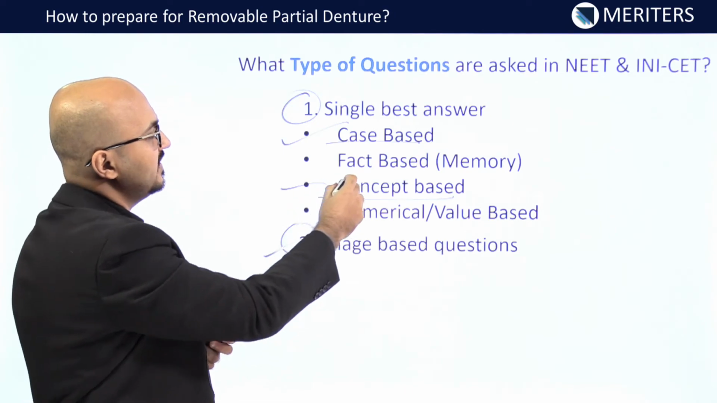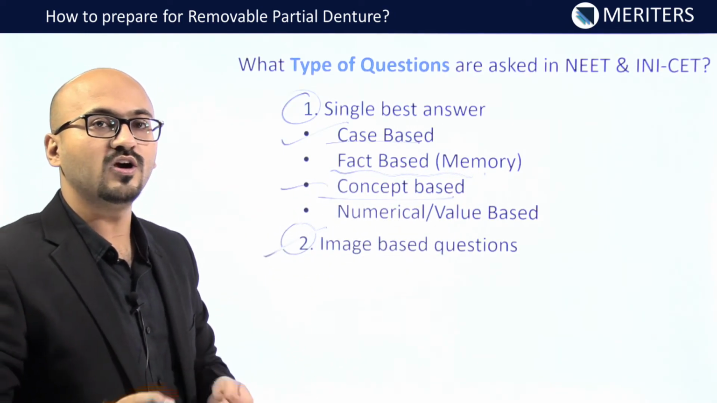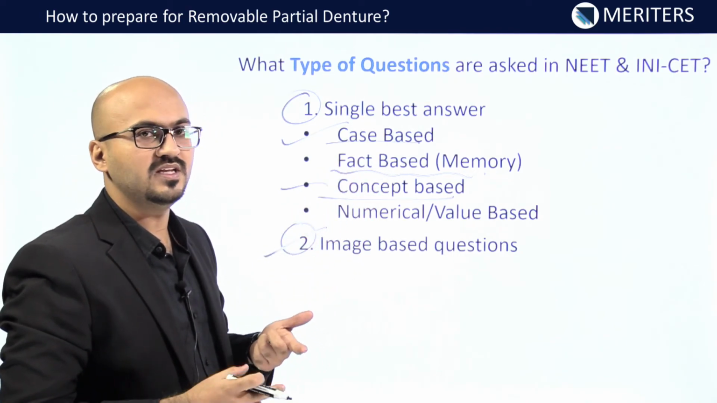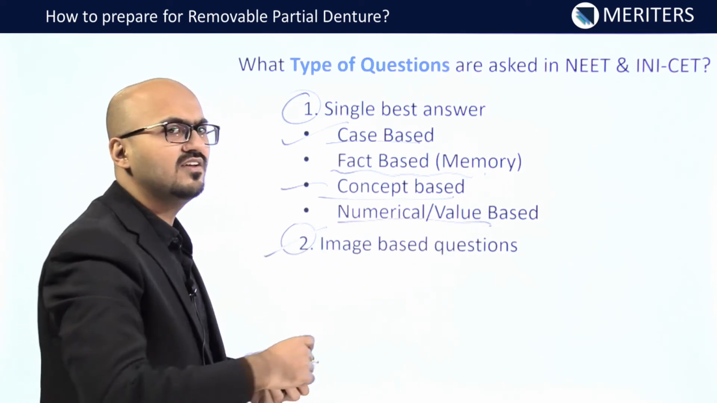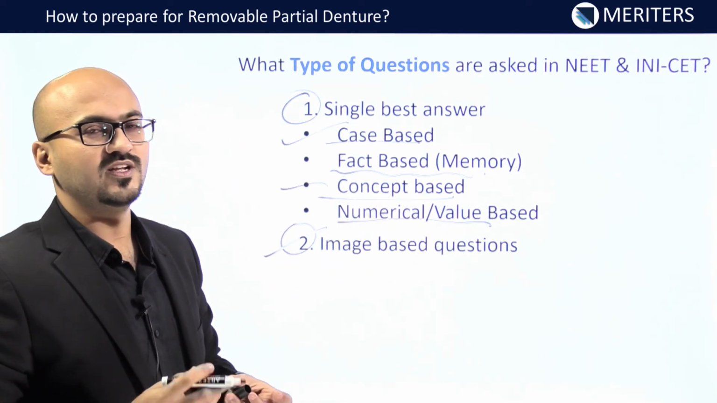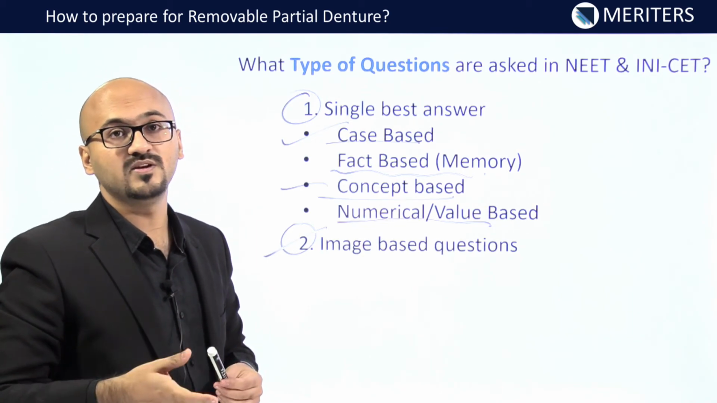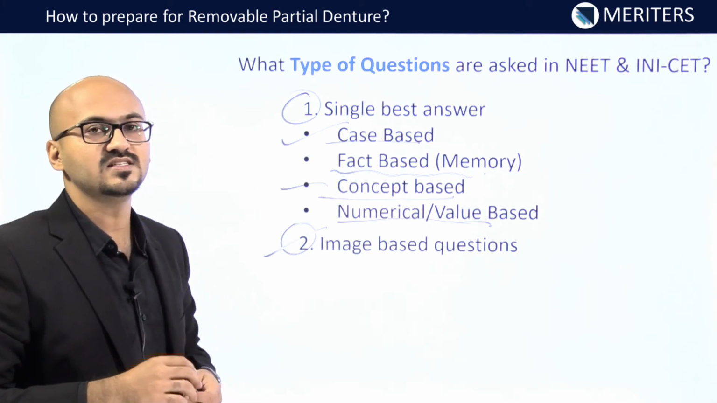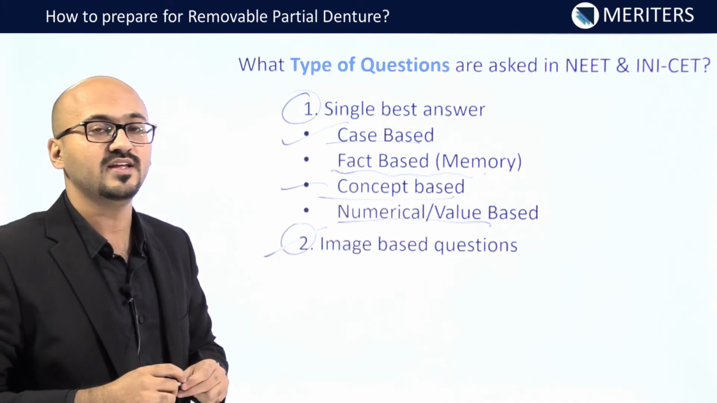Then we have fact based or memory based questions, for example, who gave what technique or who gave what kind of classification. All those theoretical questions are easy to frame, easy to remember and easy to answer. Numerical value based questions are relatively fewer in cast partial dentures. Questions like what should be the tilt of the surveyor platform, or what should be the maximum tilt, that is 10 degrees. Such questions are comparatively fewer in CPD as compared to FPD and CD. These are the types of questions that you have to prepare for your exam.